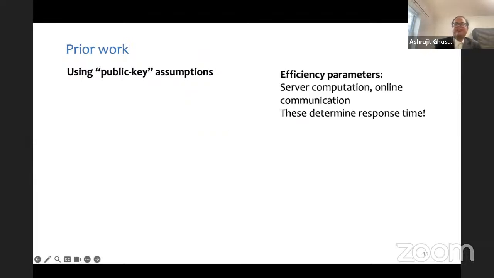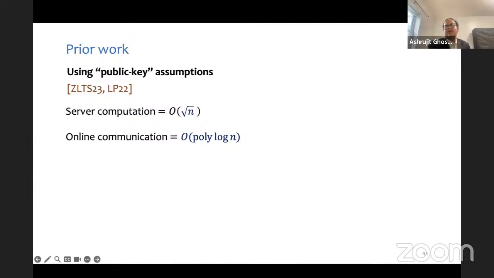The two efficiency parameters that we mainly consider are the server computation and online communication, because these are the two parameters that essentially determine the response time for online queries. And this is what we want to minimize as far as possible. For client-side preprocessing PIR, the best constructions from public assumptions have server computation O square root of n and online communication O polylog of n.